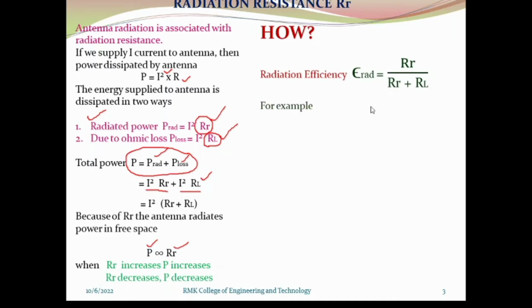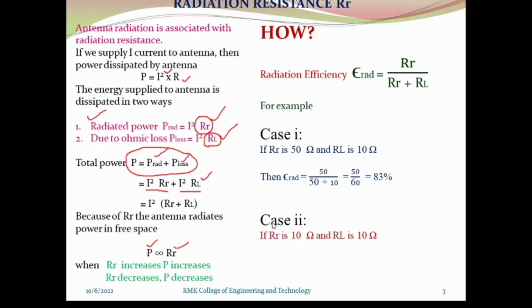For example, in case 1, the radiation resistance is 50 ohms, where the loss resistance is 10 ohms. In this case, the efficiency will be calculated by taking RR equal to 50 by 50 plus 10, which equals 83%. Here our radiation resistance is higher than the loss resistance. So we are able to transmit the radio waves with about 83% efficiency. In case 2, RR is reduced to 10 ohms and RL is kept at the same value of 10 ohms. Both are equal. If both are equal, we can achieve only 50% of transmission.